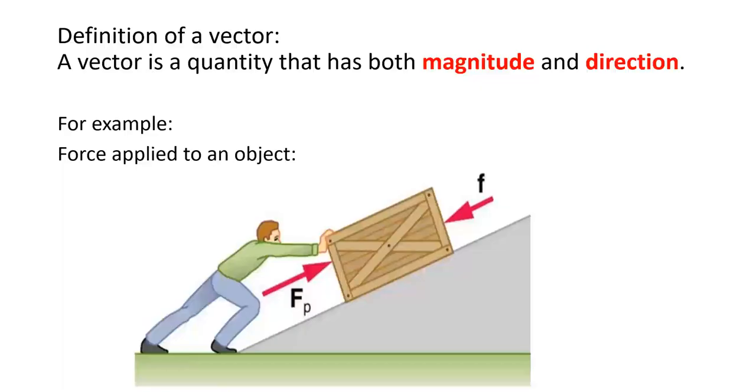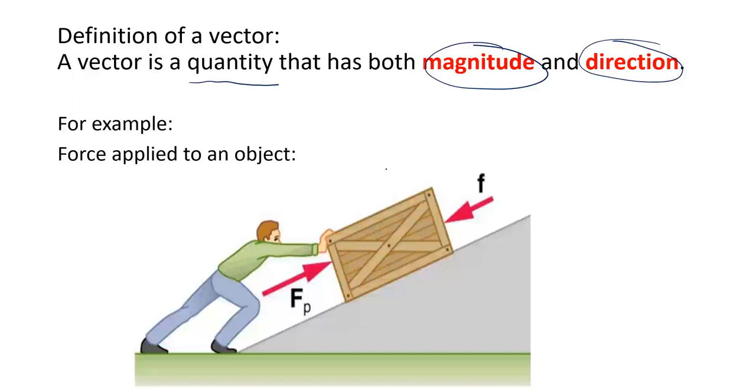Today we're going to talk about vectors in a two-dimensional plane. First of all, whenever we say vectors, we're talking about a quantity that has both magnitude and direction, right? So vectors always have magnitude and direction.